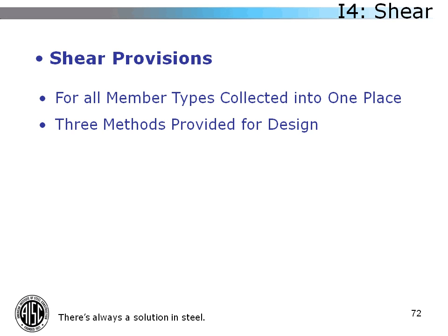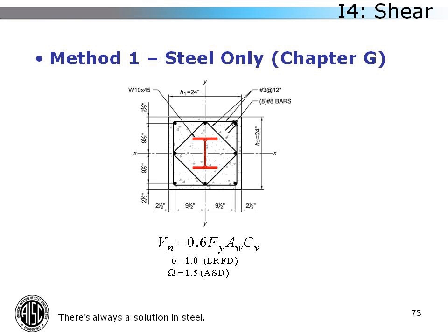Really all that was done in I-4 is all the different member types were collected into one place within the specification. And there are now 3 different methods provided for design, but you will most likely only use one of them. And that is to simply ignore all of the reinforced concrete and calculate the shear strength of the embedded steel member. This will get you the capacity that you need in most all of your designs.